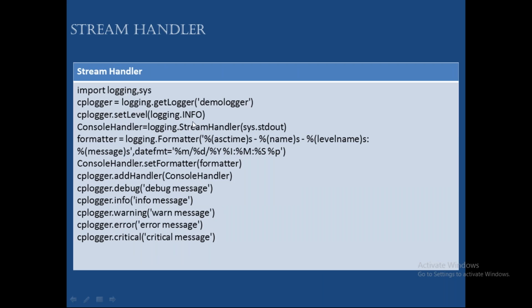See, it is exactly the same. A stream handler means instead of a file handler, you have a stream handler. So by using console_handler.setFormatter, you set the same formatter for this particular Cloud Pandit logger, and you add a handler called console handler. This time we are adding this console handler, but the remaining things are the same. This time it is only a stream handler instead of a file handler. Check this.